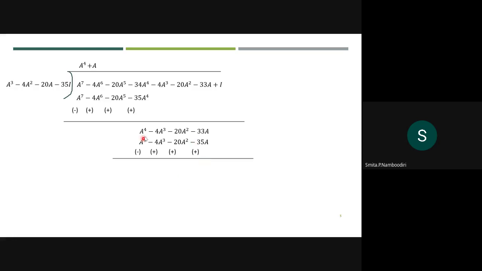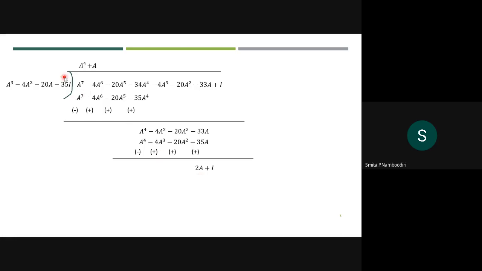Again a raised to 4 minus a raised to 4 is 0, minus 4a cube plus 4a cube is 0, minus 20a square plus 20a square is 0, 33a minus 35a. So this will be 2a, and the i above comes down, so we will get only 2a plus i. Okay, now we cannot divide further because here we have a cube and the remainder is a, so we cannot divide further. We have to stop with this.